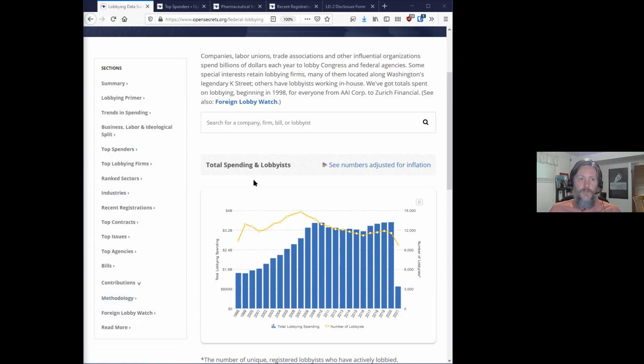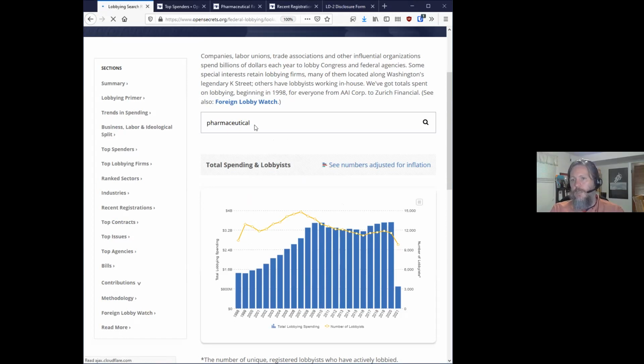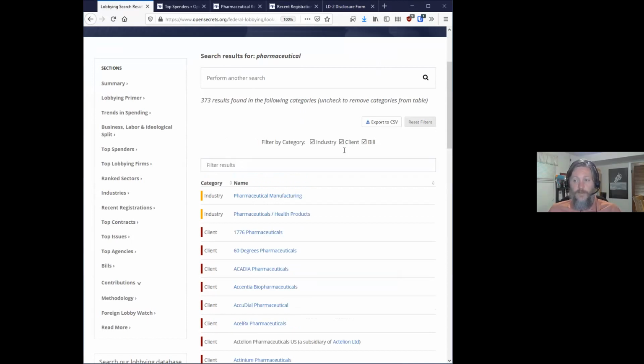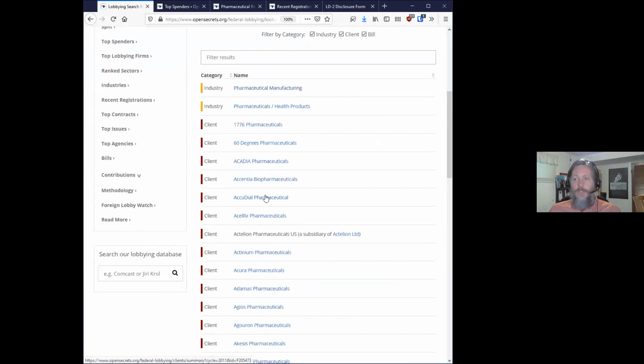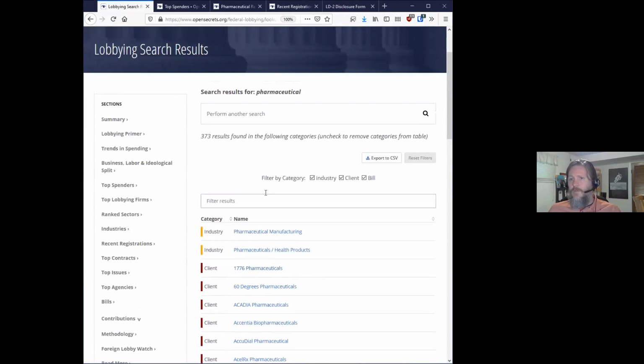If you have something specific you want to look for, we have this unified search box here, which will search the lobbying firms, the companies, the bills, even the names of our industries. So for instance, if you are interested in pharmaceuticals and you search for pharmaceutical, you'll get a single page that you can further filter, that you can pick by category, whether you want to look at bills or people filing or what. So those are the two main ways to explore.